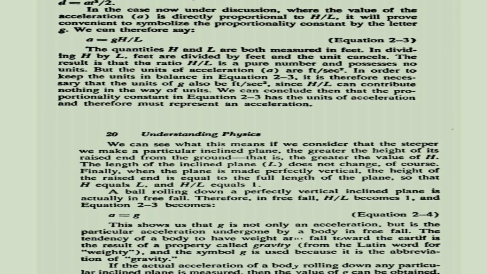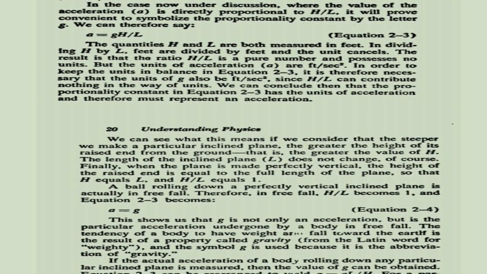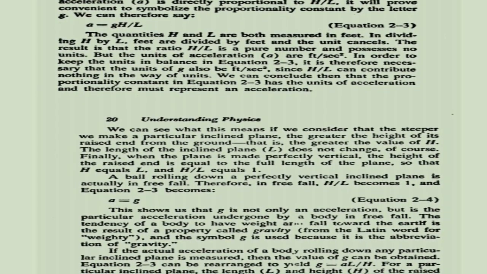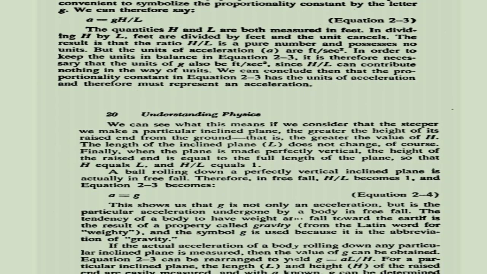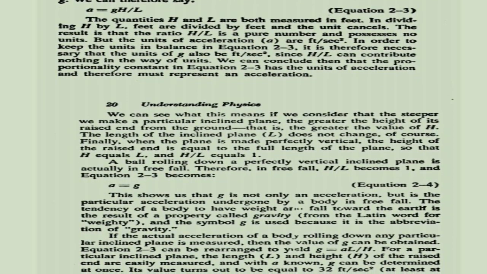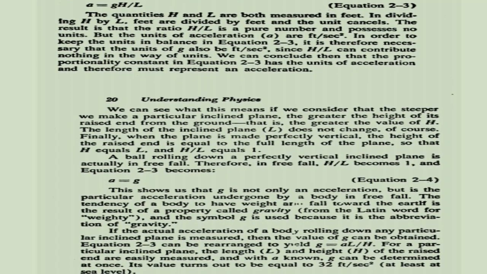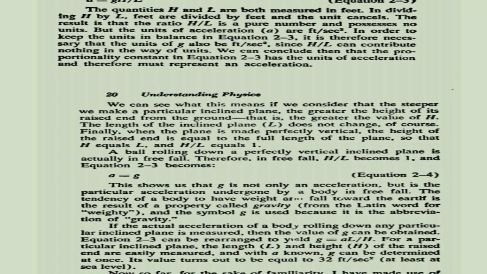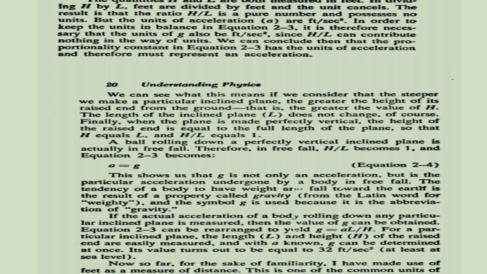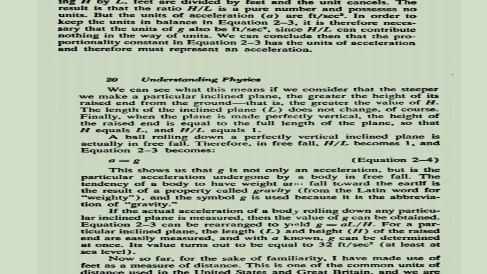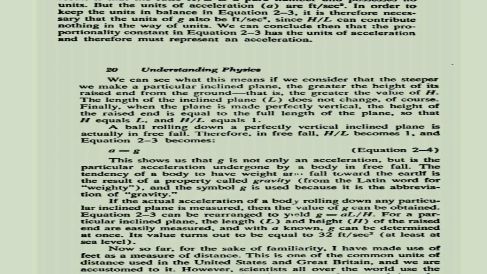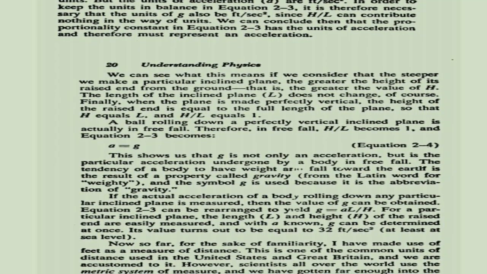If the actual acceleration of a body rolling down any particular inclined plane is measured, then the value of g can be obtained. Equation 2-3 can be rearranged to yield g equals a times L divided by h, or gravity equals acceleration times length divided by height. For a particular inclined plane, the length L and height h of the raised end are easily measured, and with acceleration a known, g, gravity, can be determined at once. Its value turns out to be equal to 32 feet per second squared, at least at sea level.